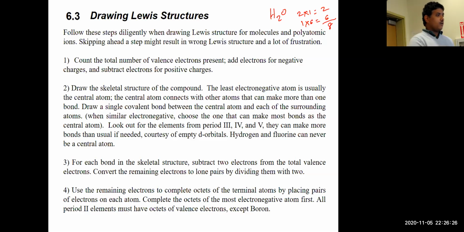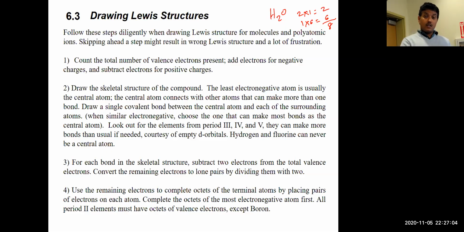Okay, and once you do that, in step 2, draw a skeletal structure of the compound. This is the important step. It's like the foundation, and you need to make the right decision here. The crucial part is identifying the central atom. That is the key here. The least electronegative atom is usually the central atom, because the central atom is the foundation of the molecule. It connects with most of the atoms that are present in the molecule.